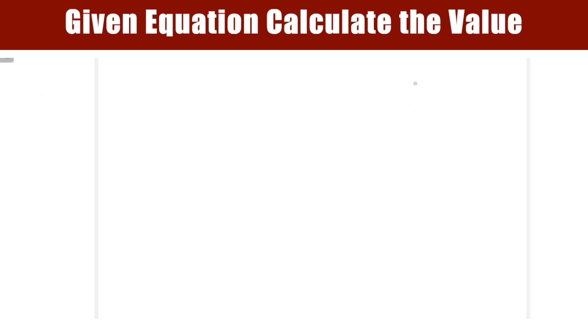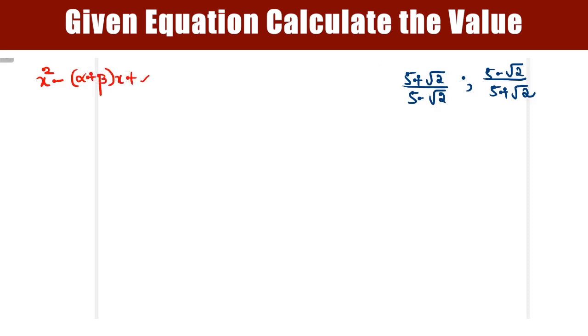Let us note the zeros first. So this is 5 plus root 2 divided by 5 minus root 2. The other zero is 5 minus root 2 divided by 5 plus root 2. So we know the general form of a quadratic equation in terms of alpha and beta is x squared minus (alpha plus beta) x plus alpha beta. Now let's assign the values of alpha and beta and start calculating the addition and the product.